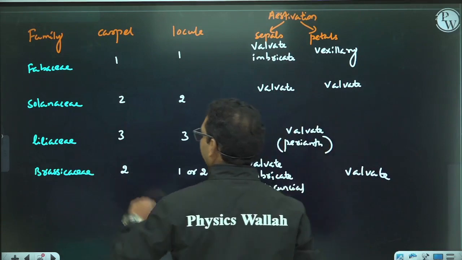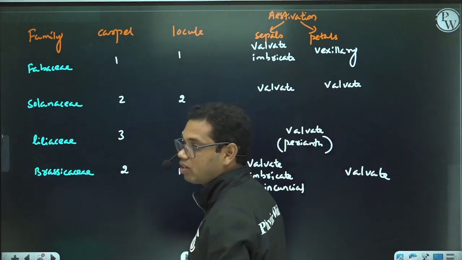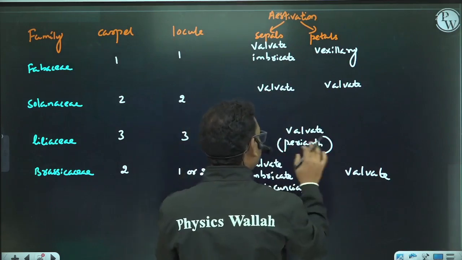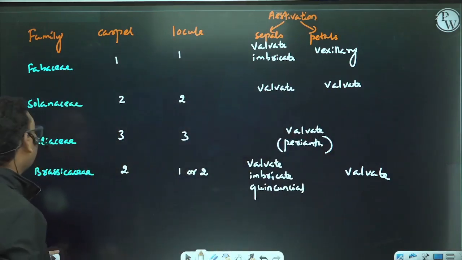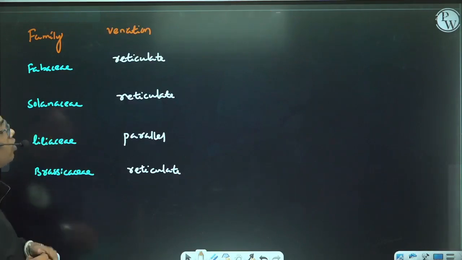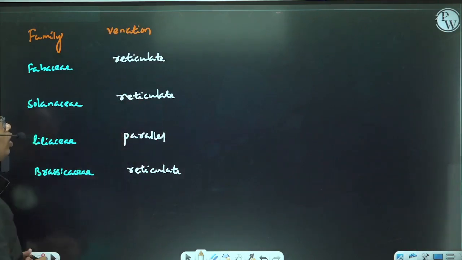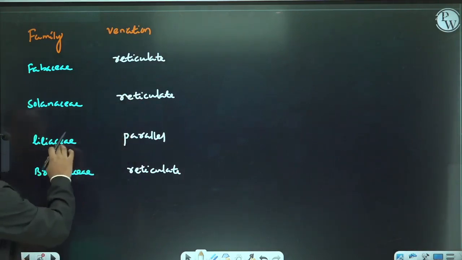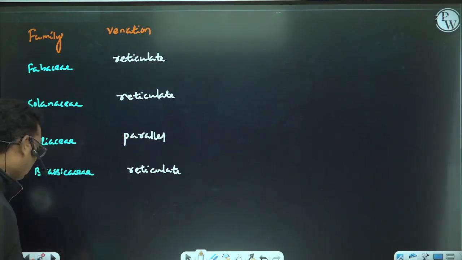Okay, what about the Liliaceae family? In Liliaceae, sepals and petals are not present. Tepals are present, and the tepals show valvate estivation. Now, what about the venation? Because Fabaceae, Solanaceae and Brassicaceae are dicots, they will show reticulate venation. And Liliaceae, because this is monocot, will show parallel venation.